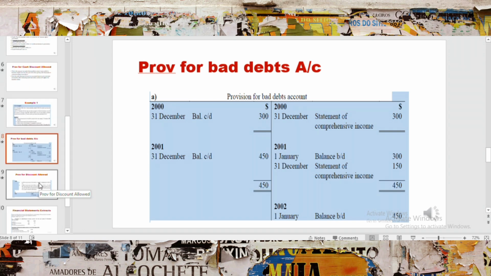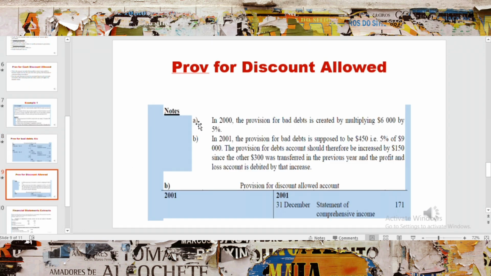Then moving forward, we have the provision for discount allowed. So there are certain notes. In 2000, the provision for bad debts is created by multiplying 6,000 by 5%. In 2001, the provision for bad debts is supposed to be 450, 5% of 9,000. The account should therefore be increased by 150 since the other 300 were transferred in the previous year, and the profit and loss is debited that increase.